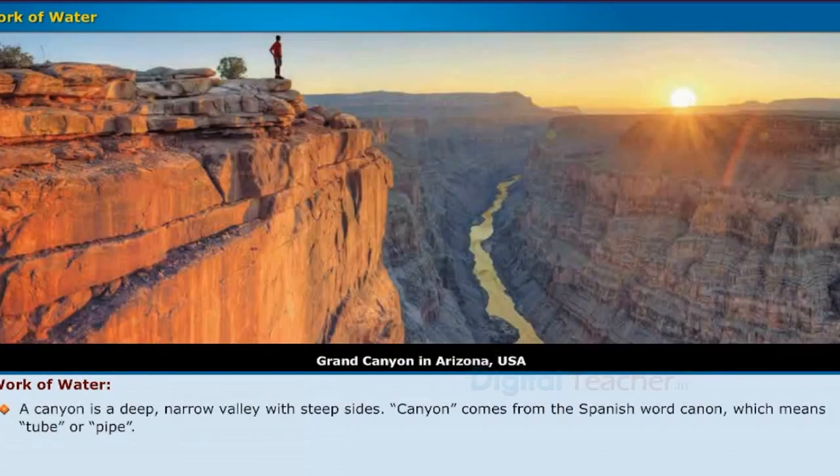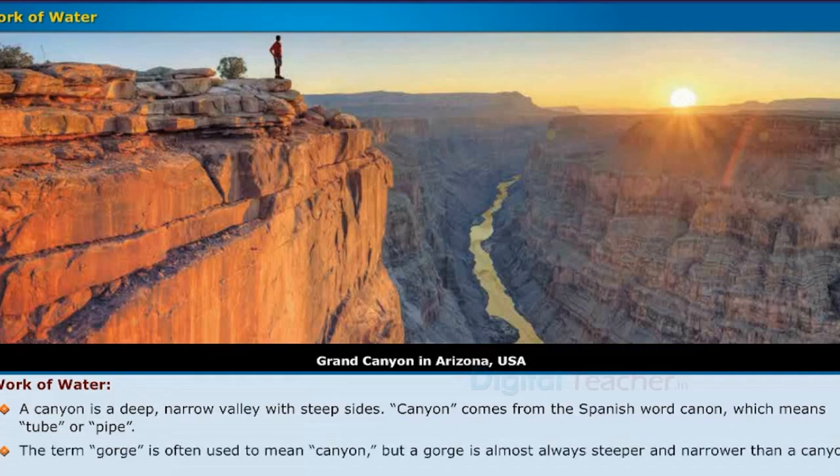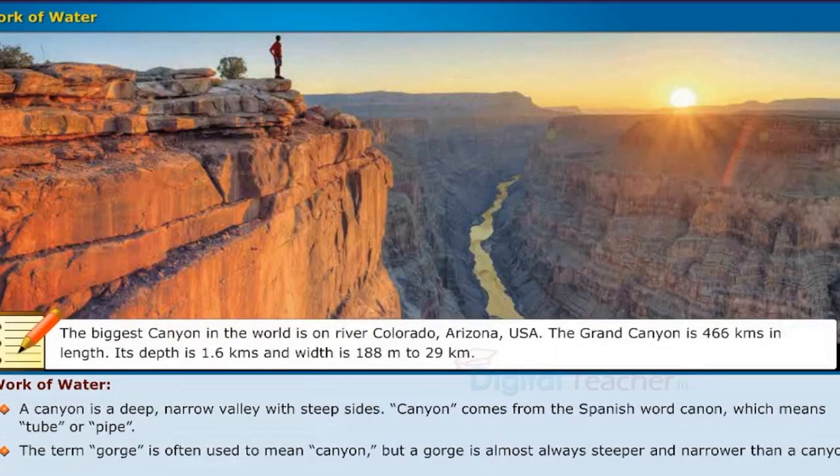A canyon is a deep, narrow valley with steep sides. Canyon comes from the Spanish word canon, which means tube or pipe. The term gorge is often used to mean canyon, but a gorge is almost always steeper and narrower than a canyon. Note: the biggest canyon in the world is on River Colorado, Arizona, USA. The Grand Canyon is 466 kilometers in length. Its depth is 1.6 kilometers and width is 188 meters to 29 kilometers.